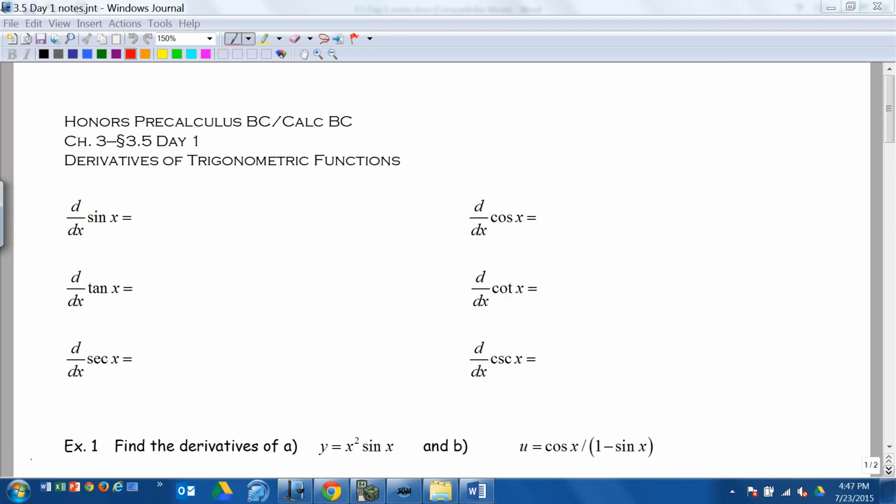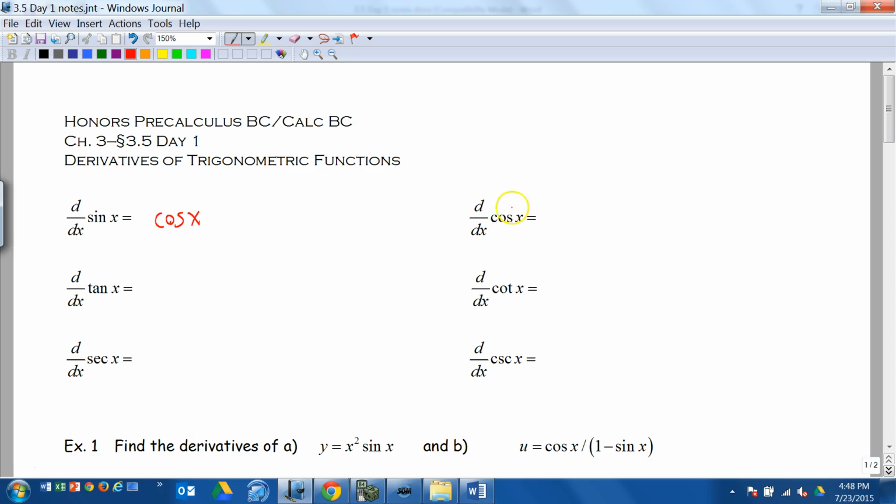Okay, this is the last video for Chapter 3. This is just a bunch of derivatives of trigonometric functions. So we've explored these graphically before, and hopefully you've noticed that as you take the derivative of a sine curve, you end up with a cosine curve. So the derivative of sine of x is cosine of x.